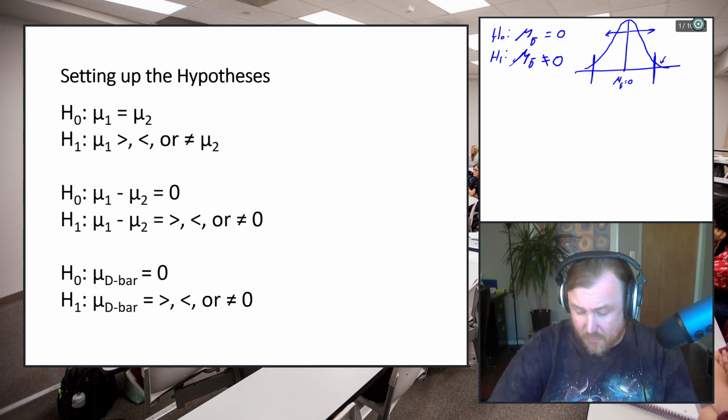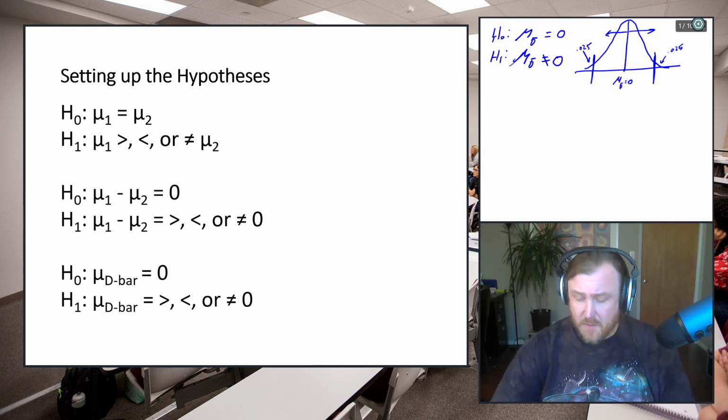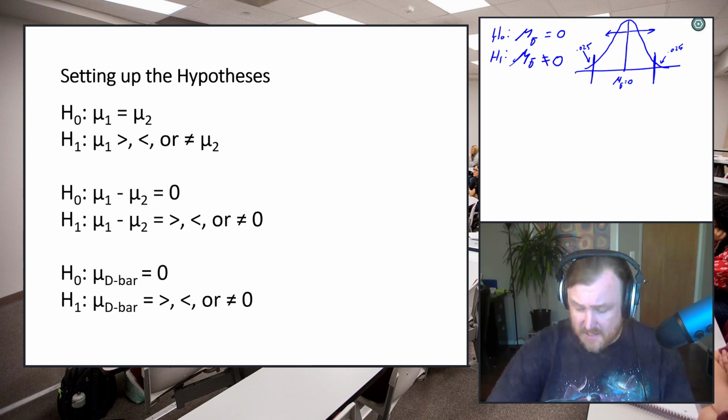And then we have 0.025 in this tail and 0.025 in this tail. And so beyond these lines here, this is our region of rejection.